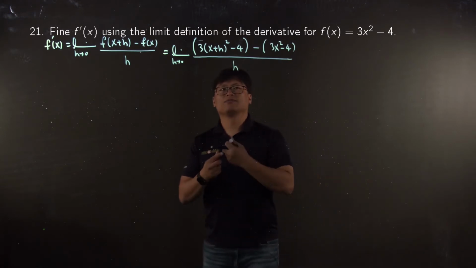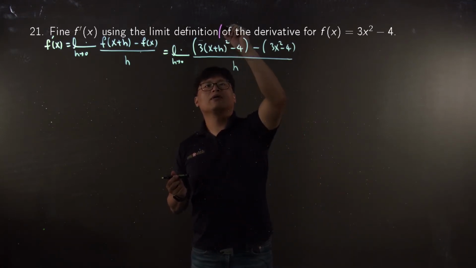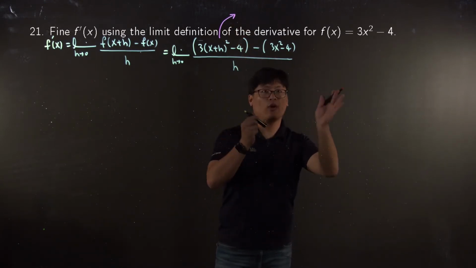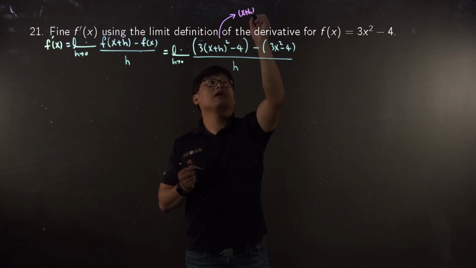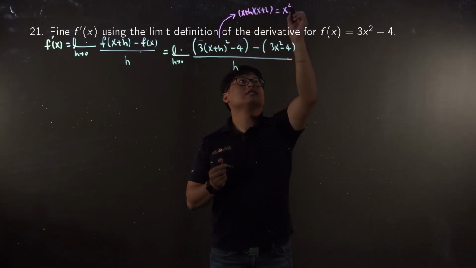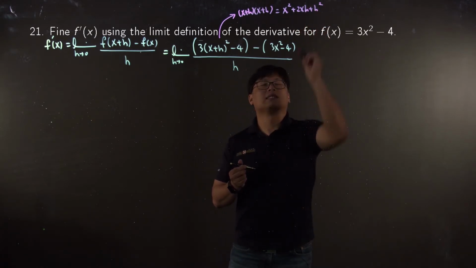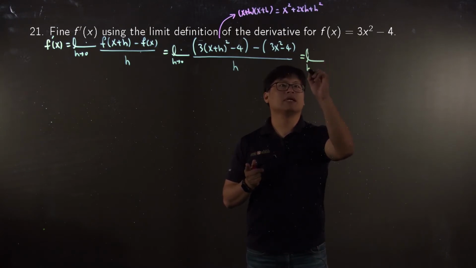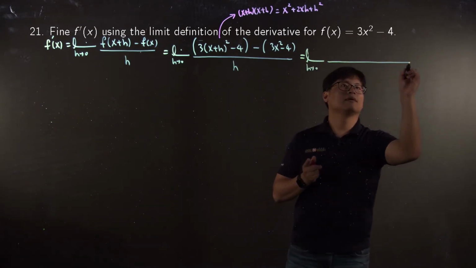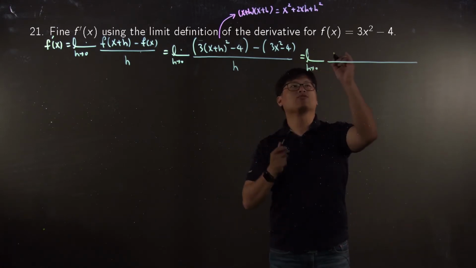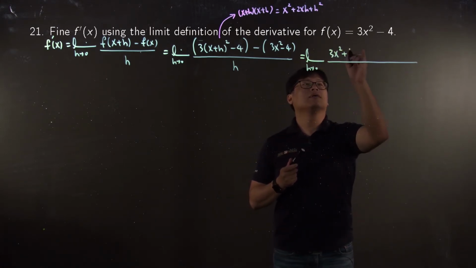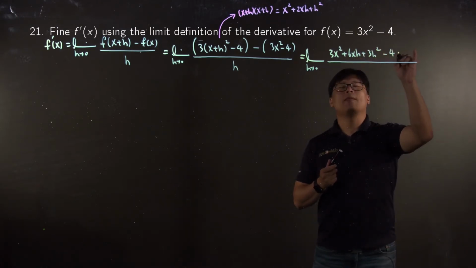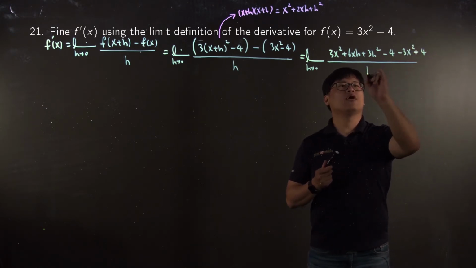And please be careful about this part, okay? X plus h squared is not x squared plus h squared, okay? You have to do the FOIL, okay? X plus h times x plus h. Is it clear? So now don't make any mistake, okay? Even though this is really silly, it is a common mistake from the class. Here we go. Let me multiply 3 as well. 3x squared plus 6xh plus 3h squared minus 4, and minus 3x squared minus 4, over h.